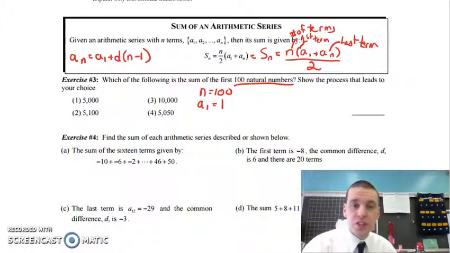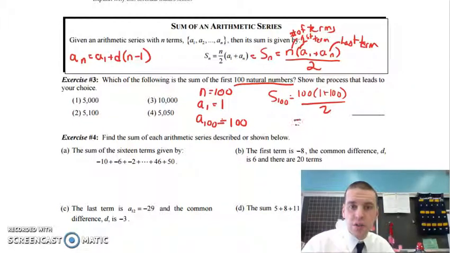So if we know that these are just the counting numbers going all the way up, we know that our last term, a100, if a1 is 1, we know that a100, if we count 1, 2, 3, 4 all the way up, will be 100. So in this case, we didn't need to use a formula to find the last term. So we're just going to use this, S sub 100, the sum of the first 100 terms of 100 times 1 plus 100, all over 2. If we do this out, that's 101 times 100 will give us 10,100 divided by 2, and that will give us 5,050. So therefore, choice 4.